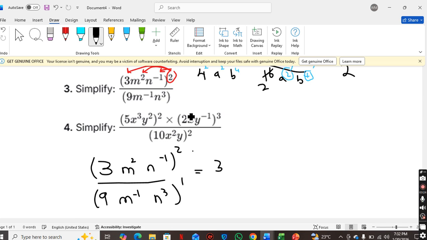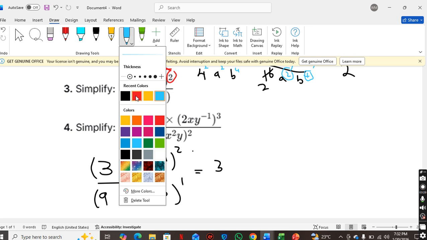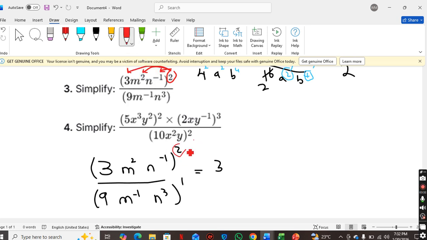So we're going to have 3 squared. This 3 is to the power 1, okay, so we're just saying 1 times 2, and that is 2. So we get 3 squared. Then we have m. This power 2, we're multiplying it with this power 2. 2 times 2, that is 4. Then n to the power negative 1. This negative 1, multiplying with the 2, so n to the power negative 2.